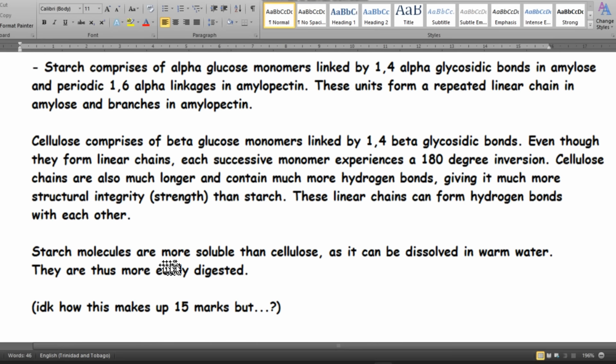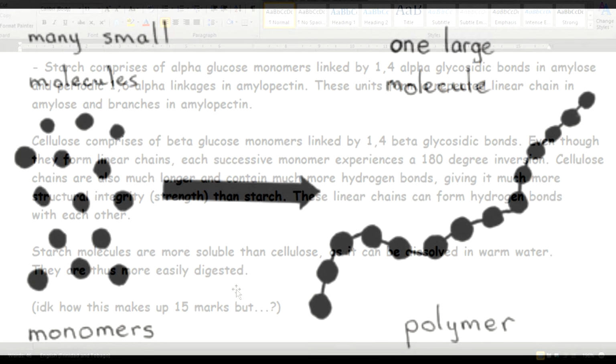Starch molecules are more soluble than cellulose, as starch molecules can be dissolved in warm water. They are thus more easily digested, and they can have faster interactions with enzymes, so that they can separate the polymer into the glucose monomers.